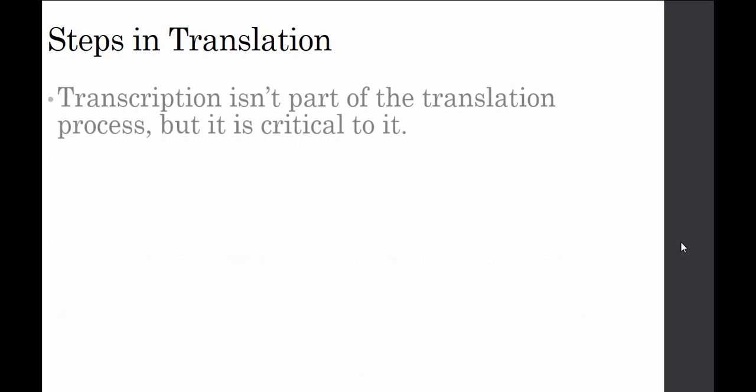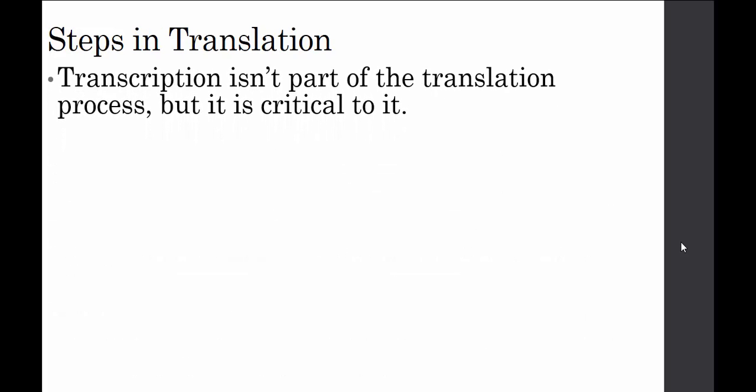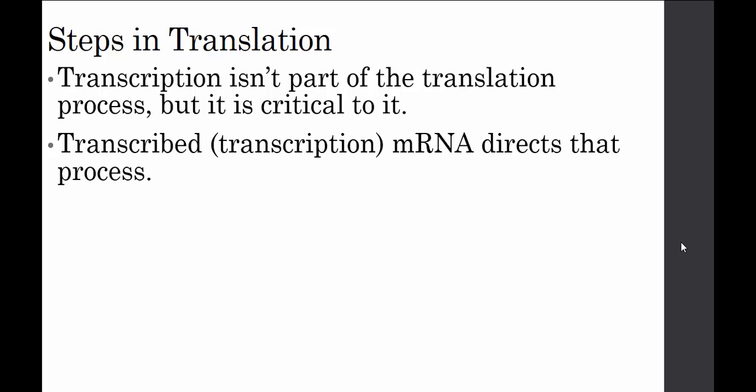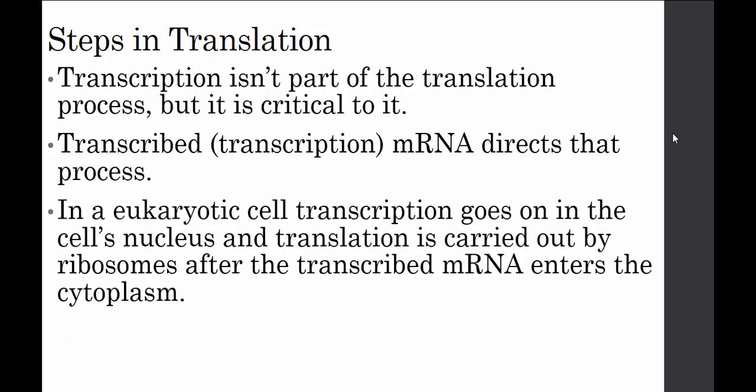So there are steps in translation. Transcription isn't part of the translation process, but it is critical to it. So they're two separate processes. Now, transcribed mRNA directs that process. In a eukaryotic cell, transcription goes on in the cell's nucleus, and translation is carried out by ribosomes after the transcribed mRNA enters the cytoplasm.